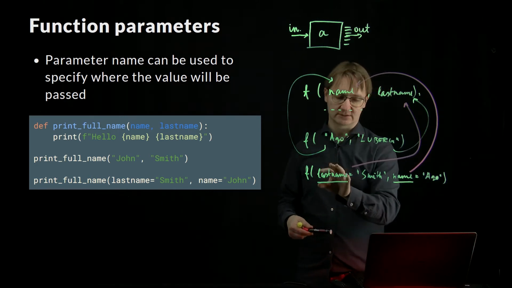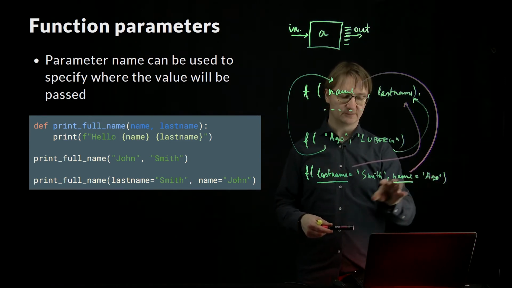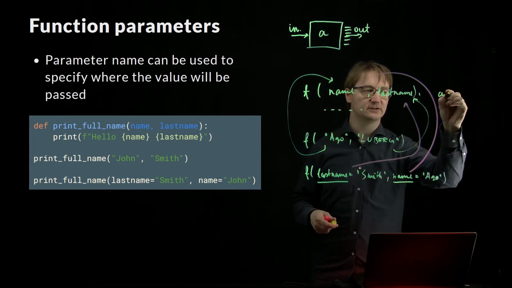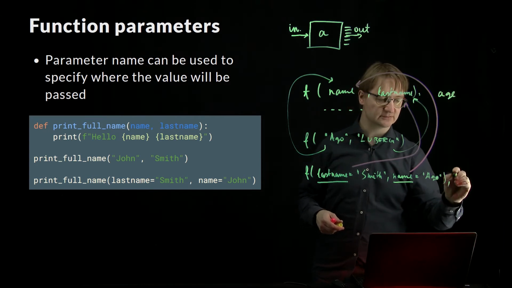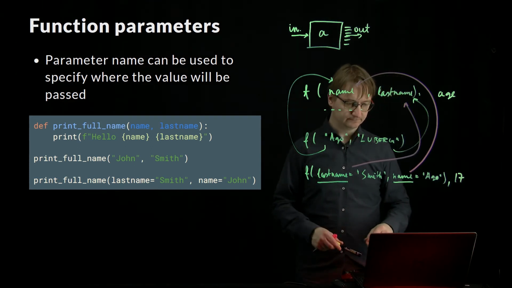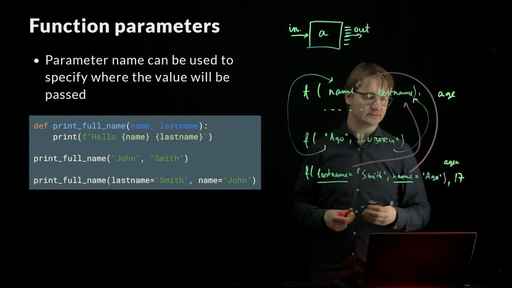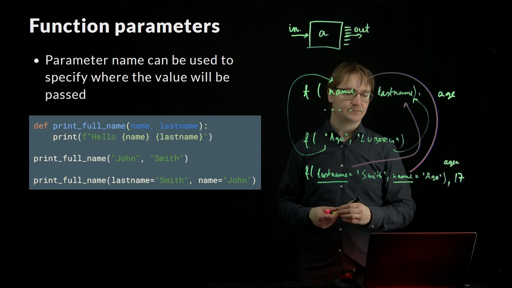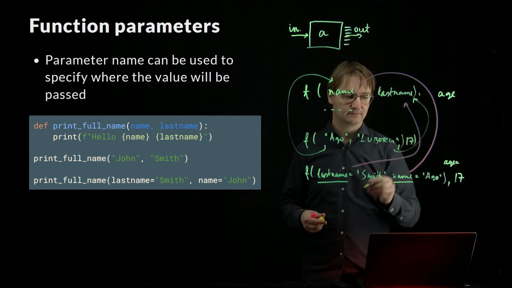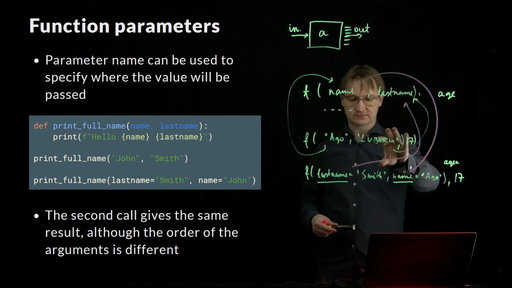But if I already start with parameter names, I have to do it for the whole function call from that point on. So if I have age here, I cannot just put 17 here. In this case, I would have to specify that this value is for the age. Or if I don't want to mix those up, I can just add 17 here. I'm not 17 actually. And those give the same result.